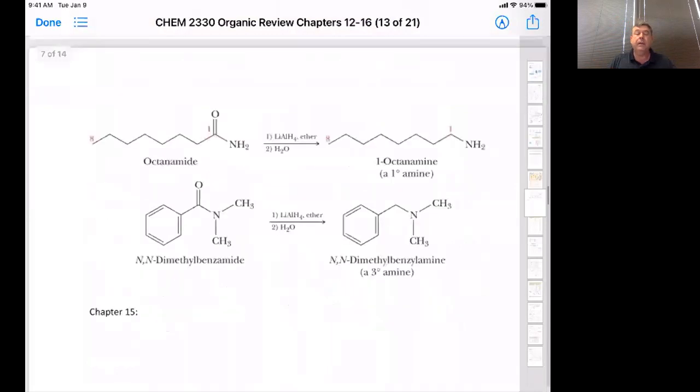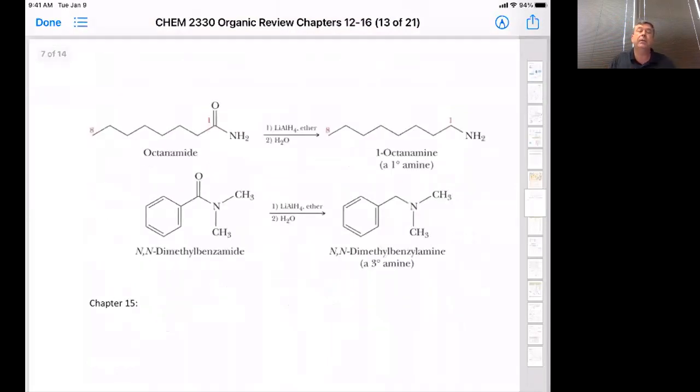All right, and we can do an additional reaction where we can reduce down that carbonyl to get amines. When we did amines, it was very hard to get a primary amine, but it's really easy to make an amide. So you can make a primary, secondary, or tertiary amine, depending on whether your amide was primary, secondary, or tertiary. And then all you have to do is use lithium aluminum hydride. Again, it only attacks the carbonyl, giving you your final product.